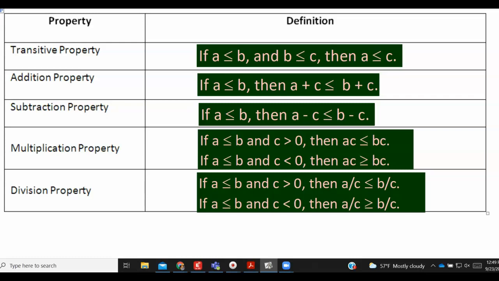And if you multiply and divide, this is where the trickiness comes into play. So what we need to remember is if we multiply or divide by a negative, the inequality changes direction.